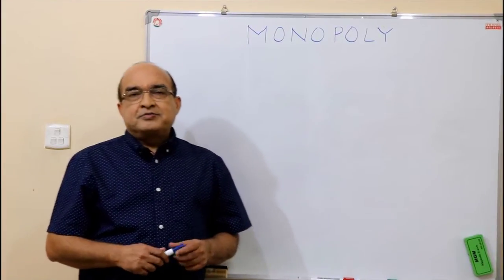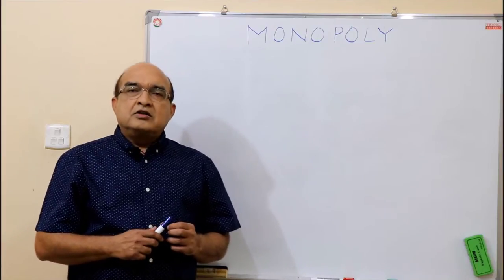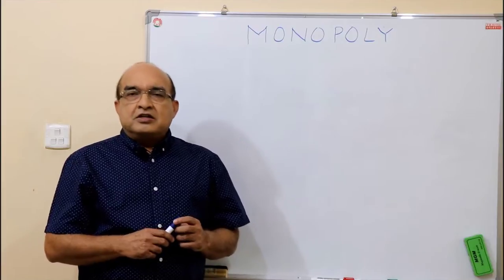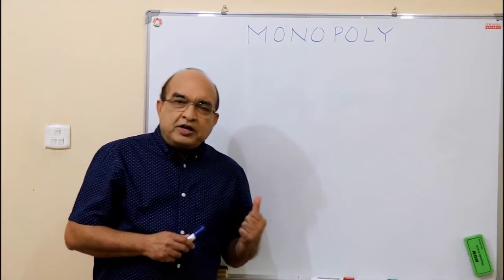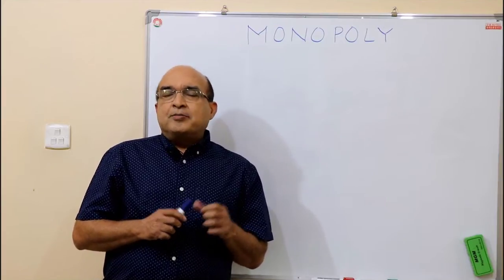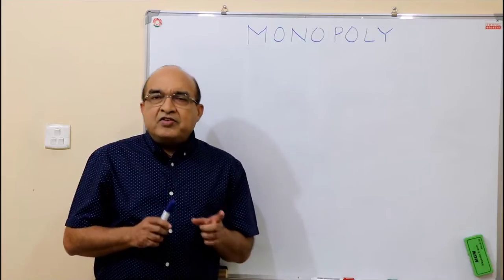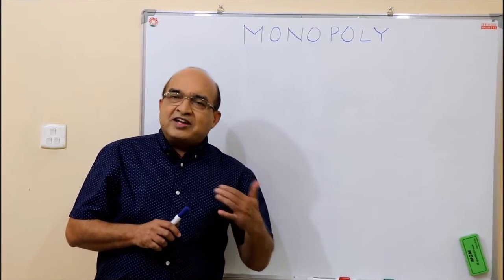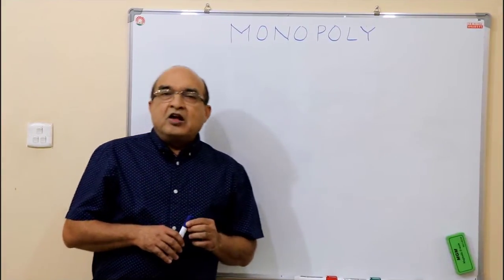Hello friends, in the series of lectures on the market structures under which the firm operates, today we are going to discuss a market structure which is known as monopoly. Earlier we have discussed perfect competition, that was one extreme. The other extreme is monopoly.